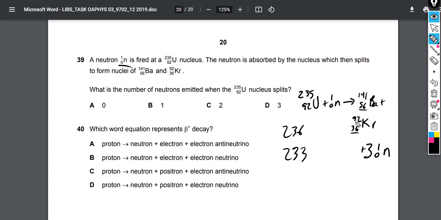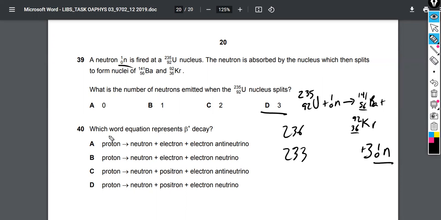And so a coefficient in front of a nuclide symbol would be telling you how many of them are created there. So there's the nuclide symbol that agrees with this one. And just how many of them are created? Well, we need 3 of those in order to balance the nucleon number on the left and the right side. So the correct answer is choice D.